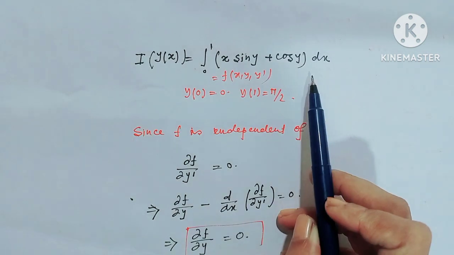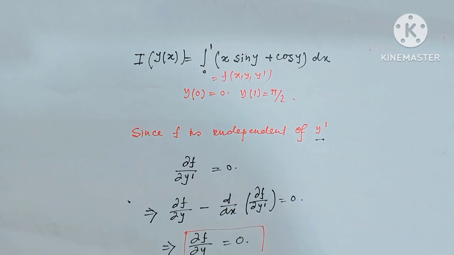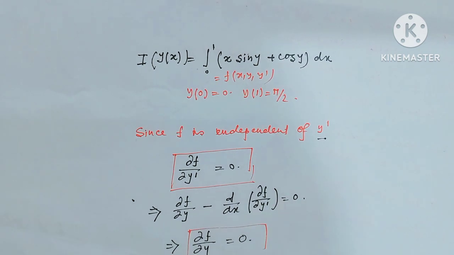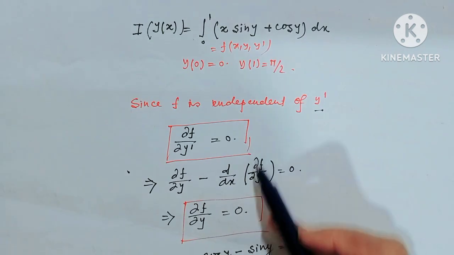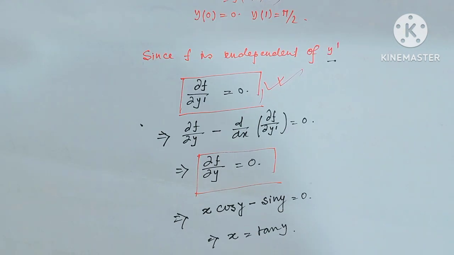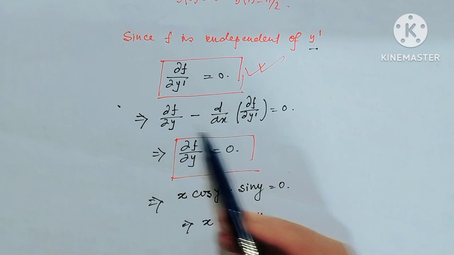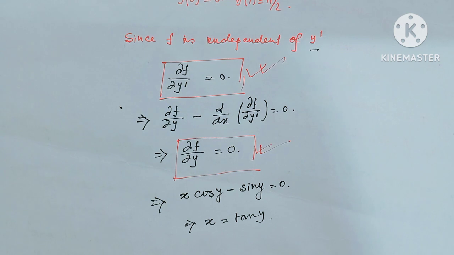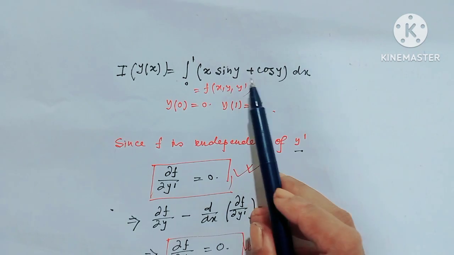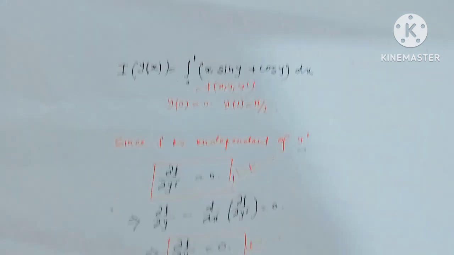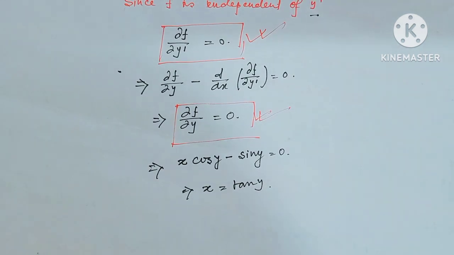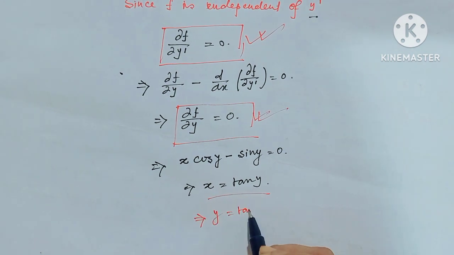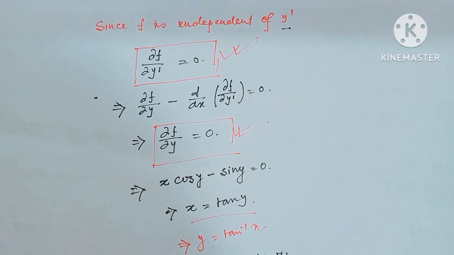Notice the equation. Here f is independent of y prime. And since f is independent of y prime, the Euler equation is del f del y prime equals 0, and so our Euler equation reduces to del f del y equals 0. That means x cos y minus sin y equals 0, which implies x equals tan y, and that implies y equals tan inverse x.